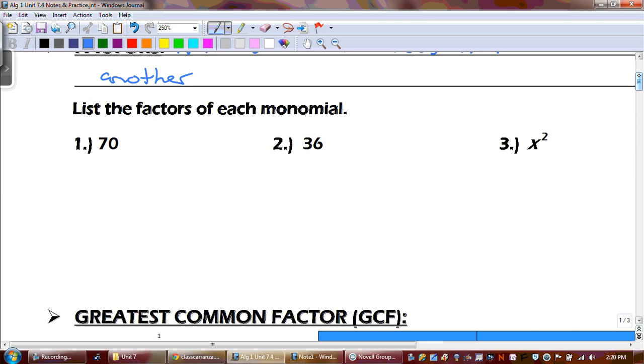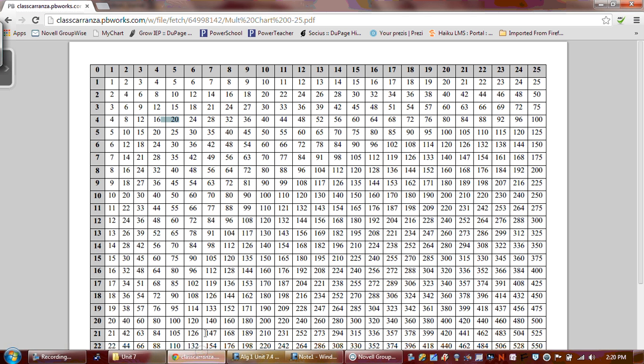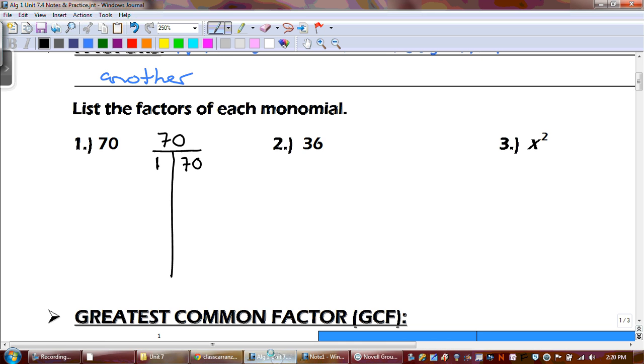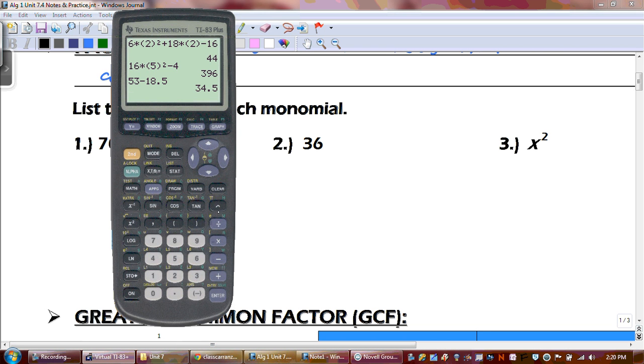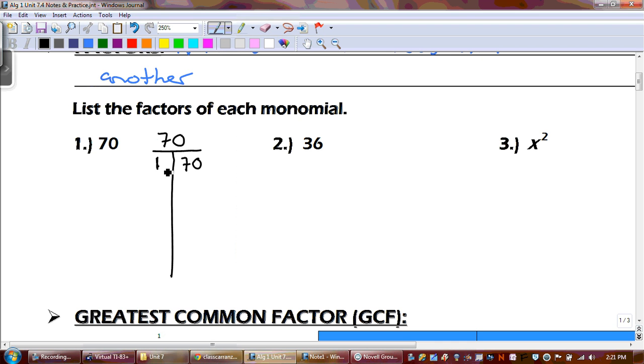So, when we're asking you to list the factors of each monomial, this is how we're going to want you to do it. Okay, 70. So we're always going to start with the number. And now we're going to list all the factors. So what numbers multiply to get to 70? It's always going to be 1 and the number. Now, if you have your multiplication chart, you can just go and look. But in this case, we don't have it. So another way to do this, you can just go 70 divided by 2. And we get 35. So we got 2 and 35.